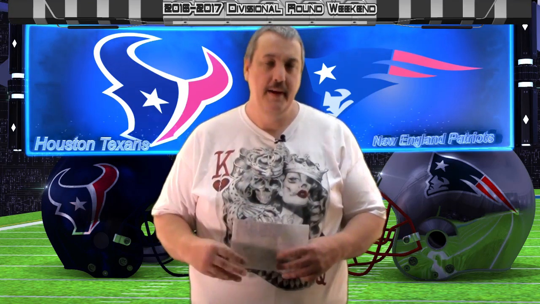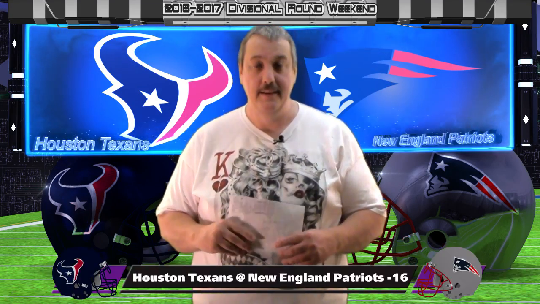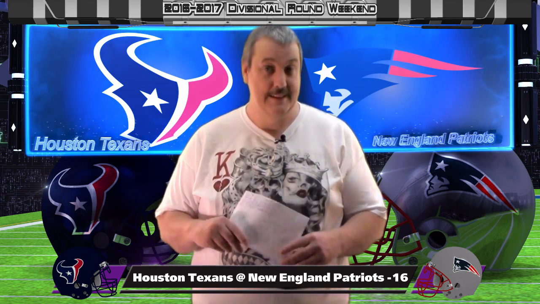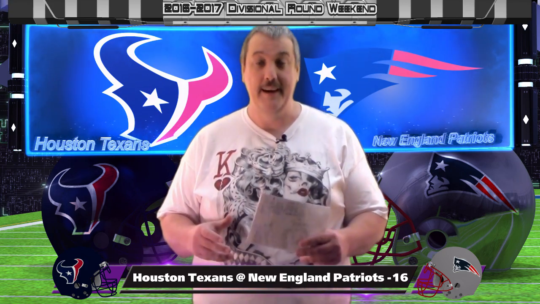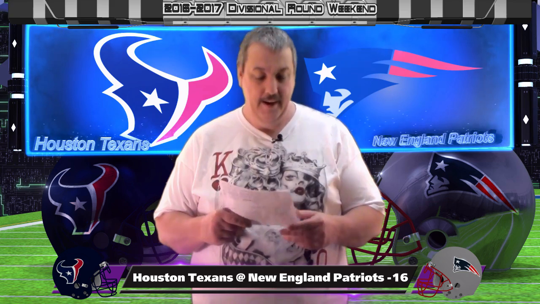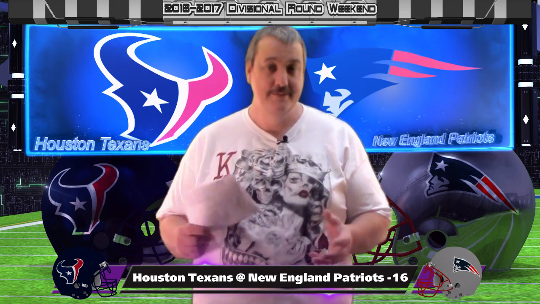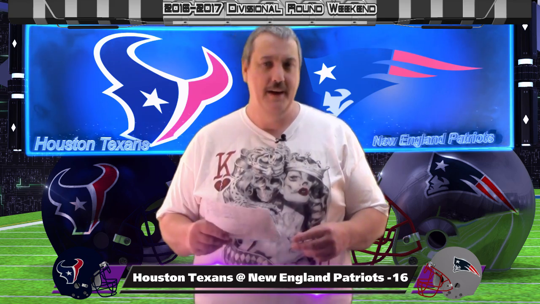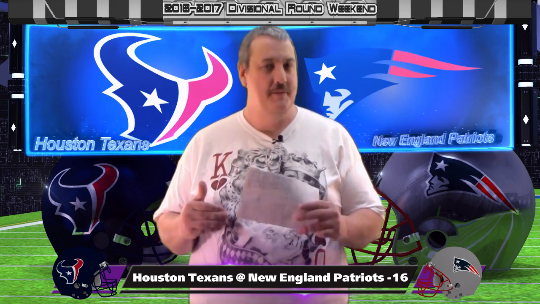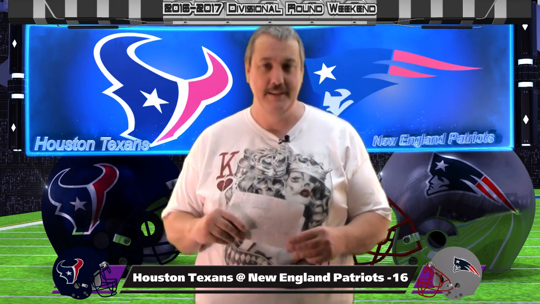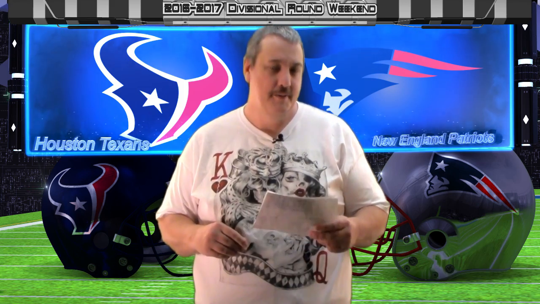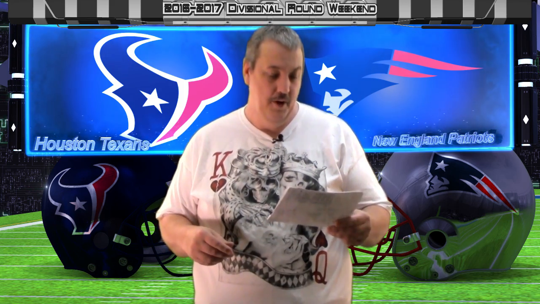My third pick of the week, we got Houston traveling to New England. New England is a 16-point favorite, and I'm going to take them. Earlier in the week, week 3, they played as 27-0. It's a powerhouse team against, somehow, a team that made it in from a bad division into the playoffs. But we'll look at the stats anyway. This should be a big blowout.